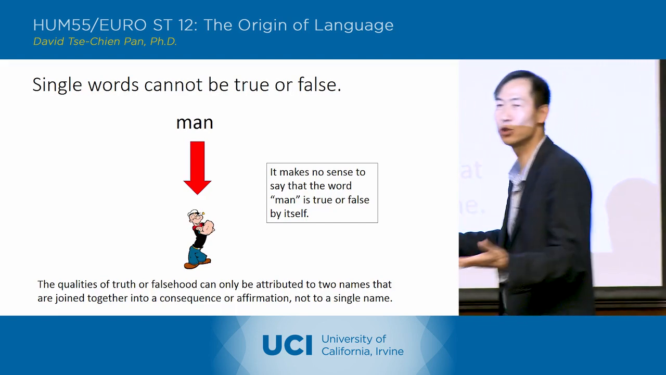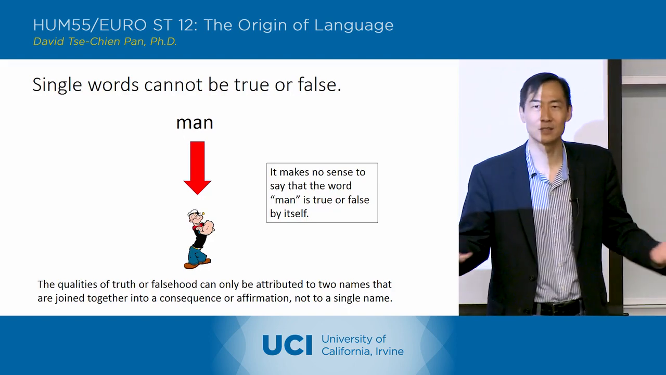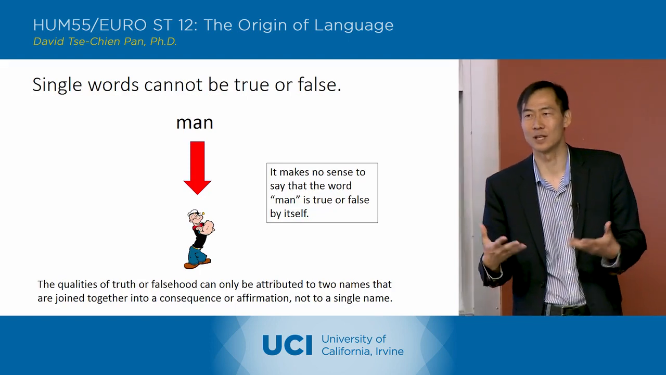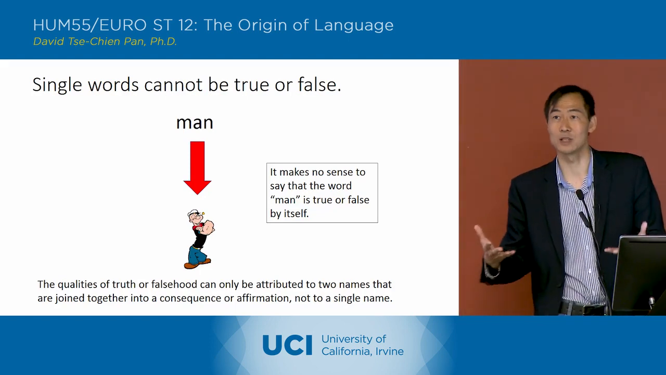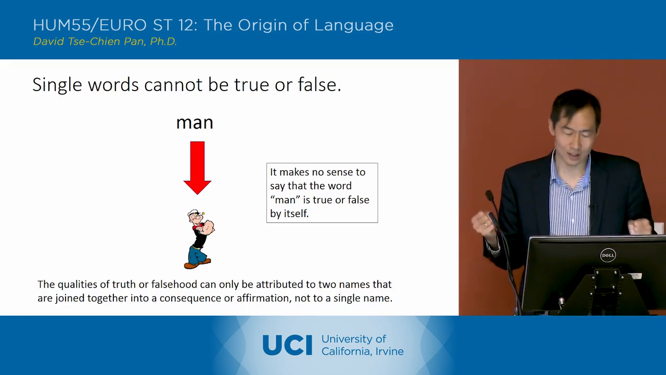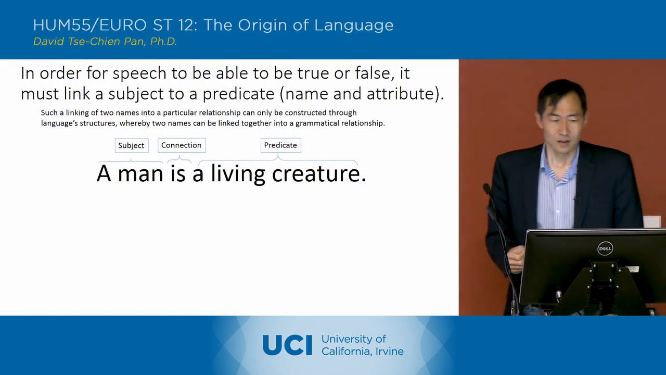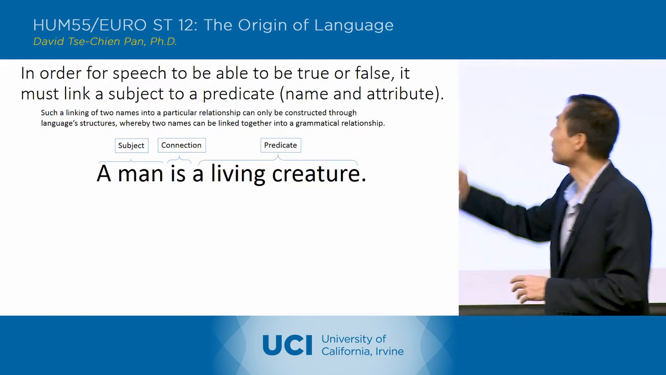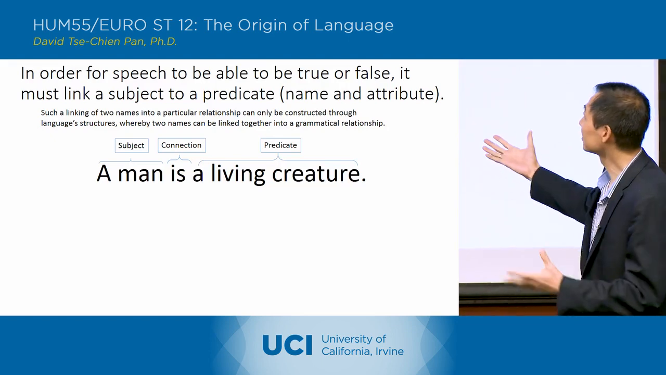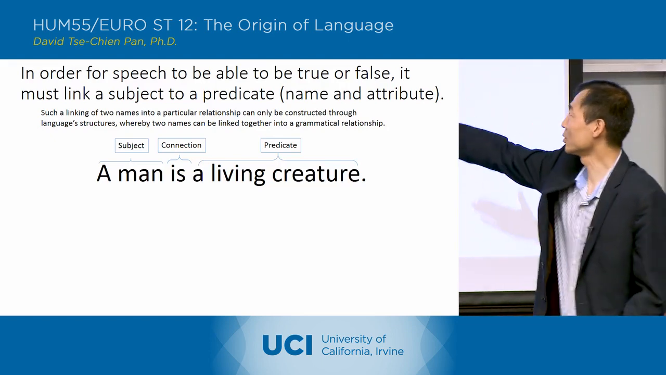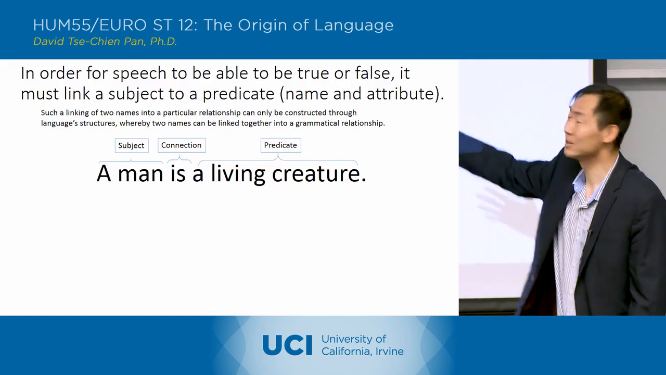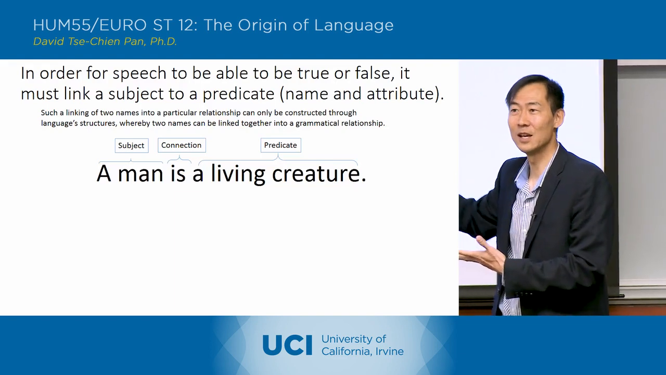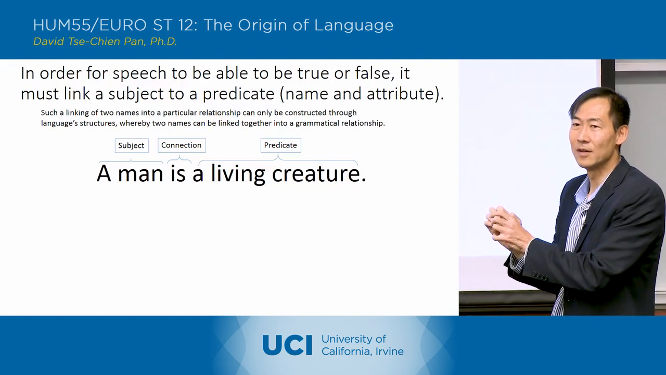So you need to have two names, two words linked together in order to have the quality of truth or falsehood attached to anything. It has to be language and it has to be a connection between at least two terms. So he gives this example, and the example is a man is a living creature. What we notice is that we've got the two things and then we've got a connection: is. It could be is not, in which case it would be false. But is the connection, and that connection is important.